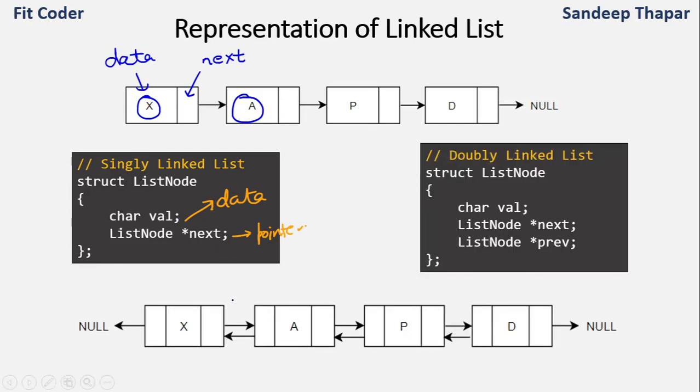And for a doubly linked list, we have a data member, we have a next pointer, and we have a previous pointer. So a node of the doubly linked list will have a data member, a next pointer and a previous pointer. These both are pointers. And for a circular linked list, the representation is the same. It's just that the tail will point to the head. So that is the implementation part, but the representation of the node will be the same.